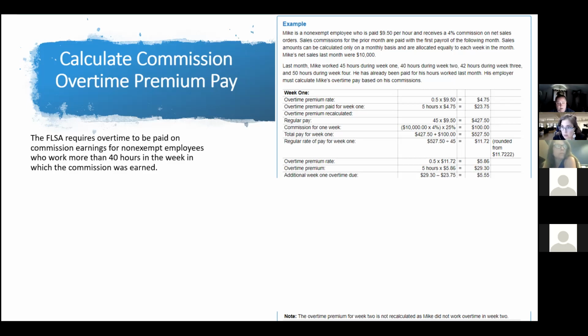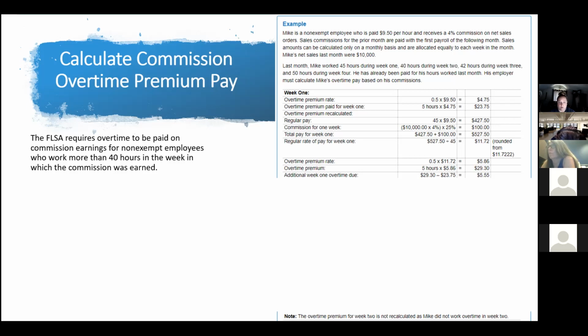He worked 45 hours. So we're going to divide that by 45 to get $11.72, his regular rate of pay for week 1. So his overtime premium is now $11.72 times 0.5, which is $5.86. He worked 5 hours, which means he gets $29.30 for his overtime premium pay for the week.